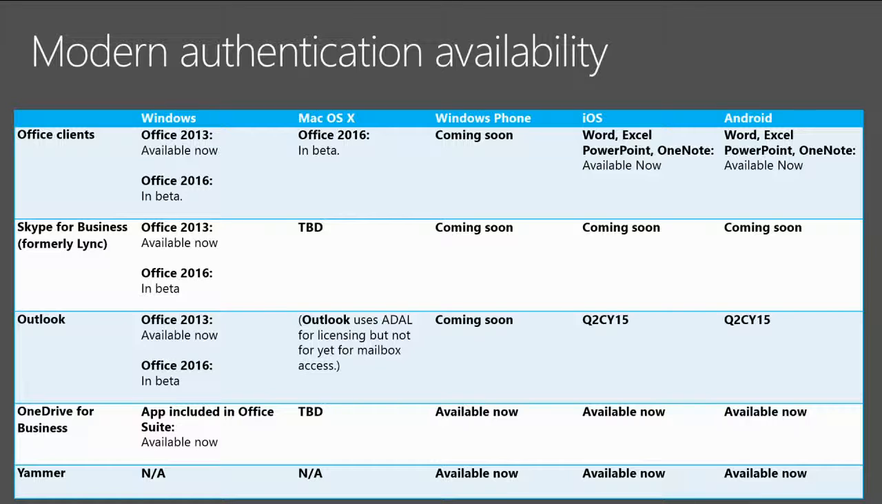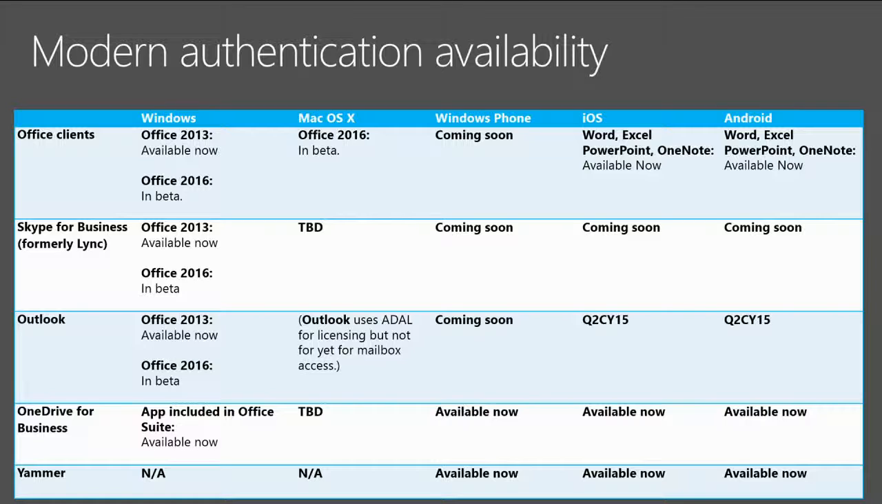Link. On the Windows platform, it's the same story for Link as with Word, Excel, PowerPoint. 2013, it's out there as of the March update. It's in beta with the 2016 beta bits. We are TBD on the Mac OS platform. We should be getting an update on that soon. And the iOS and Android apps for Skype for Business, sorry, I realized I said Link twice. For the Skype for Business apps, those are coming soon as well.